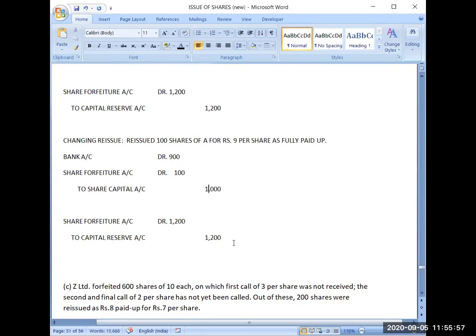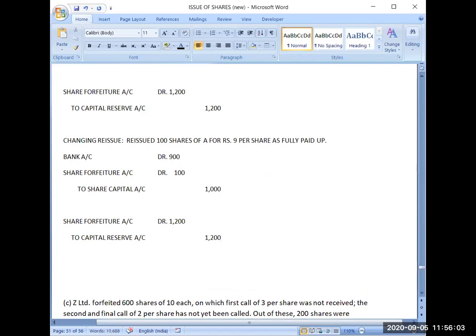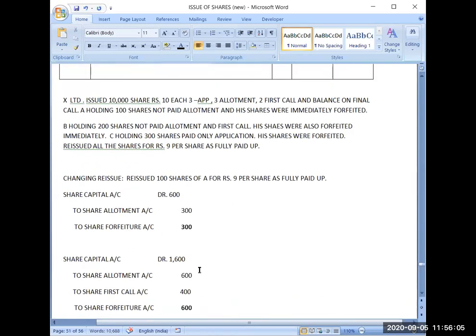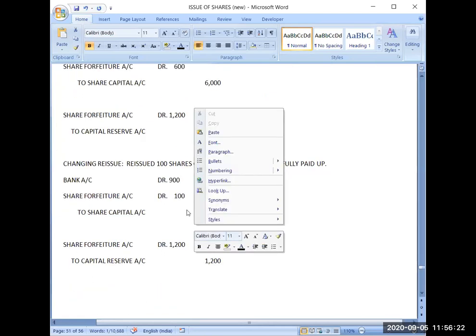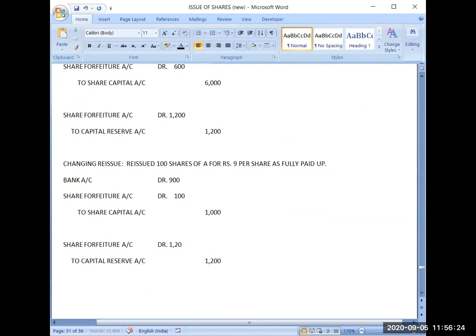Now, if I want to calculate the capital reserve, then the point is I am having only rupees 300 in forfeiture for these 100 shares. Keep it in mind because I am specifically reissuing the shares of A. So he has paid me only rupees 300. So out of this 300, I will subtract this 100 and then my capital reserve will be 200.